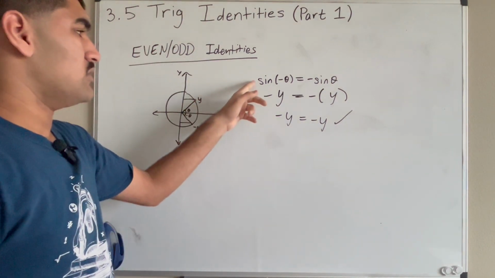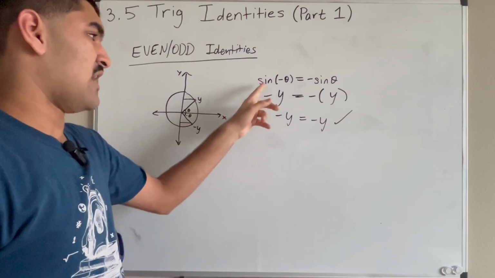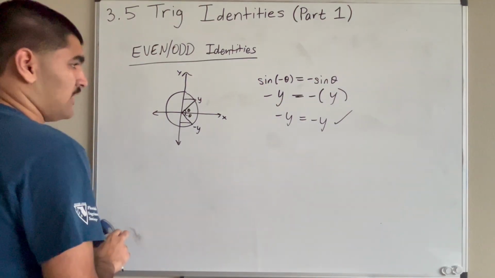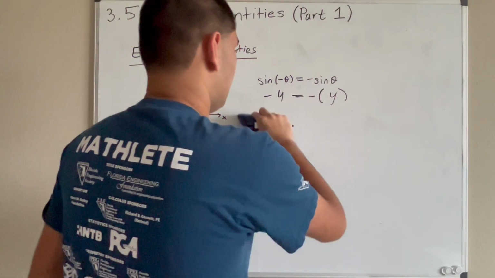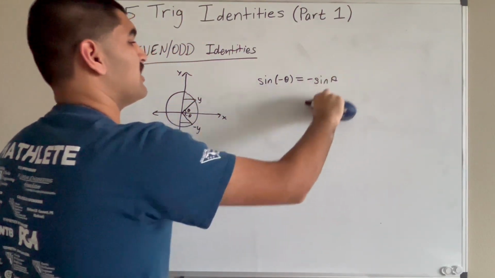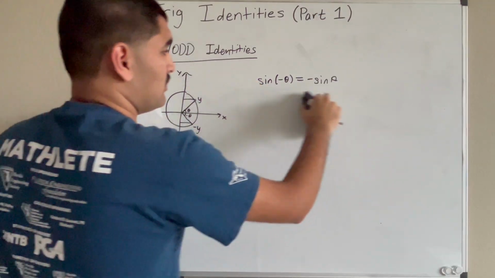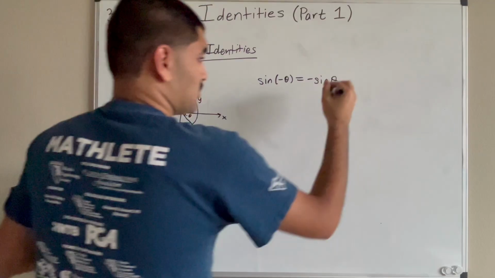So basically, sine is an odd function. So sine of the negative of an angle is equal to negative sine. Okay, and again, you do not have to memorize these identities, because if you ever forget them, you can literally just build them like how I just built it right here. Okay, so that's sine.